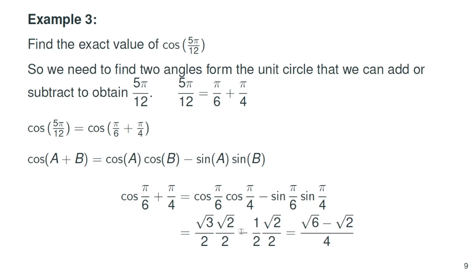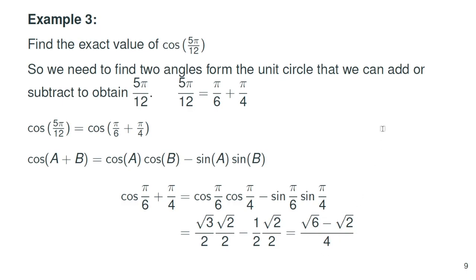Multiply these, subtract sine pi over 6 which is half, and sine pi over 4 is square root 2 over 2. Multiply, we get square root 6 over 4 minus square root 2 over 4. The common denominator is already formed, so we have square root 6 minus square root 2 over 4. This is as simple as we can write it, right? We cannot subtract these two. This is the final answer. So we know that cosine of 5 pi over 12 equals square root 6 minus square root 2 over 4.